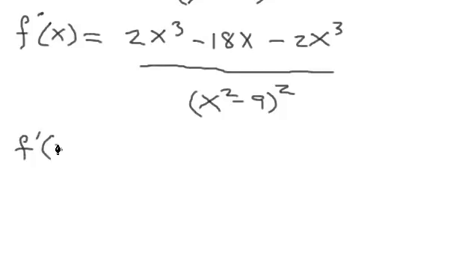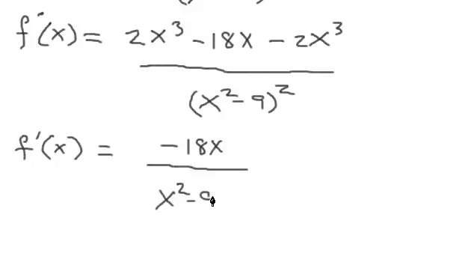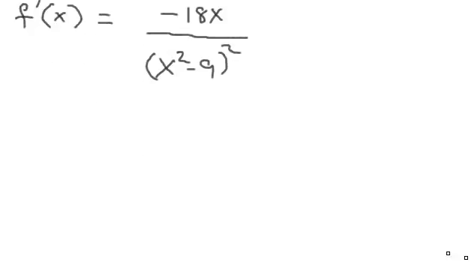f prime of x is equal to, now as you can see we have a 2x cubed and a minus 2x cubed, so they're going to cancel out, and we're just going to be left with negative 18x over x squared minus 9, quantity squared. Okay, finally we took the derivative. Now what we want to do is set it equal to 0 and find the solutions to this equation.